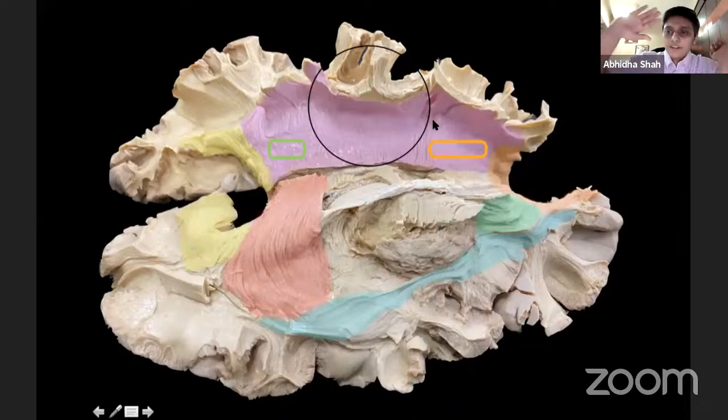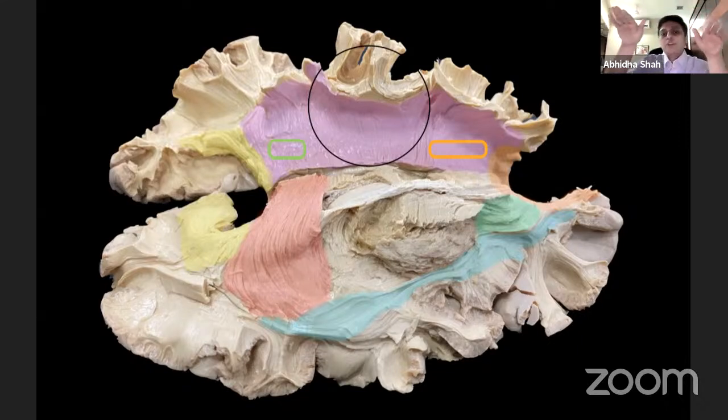The purple one are the dorsal radiation, the radiation that go up to connect the frontal and parietal gyri. The yellow one is the forceps major, which connects the posterior part of the hemisphere. The pink one is the tapetum. So the tapetum actually comes over the corpus callosum, covers the roof of the atrium and the temporal horn, and covers its lateral aspect.